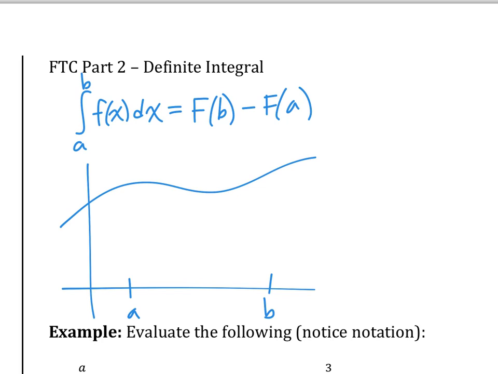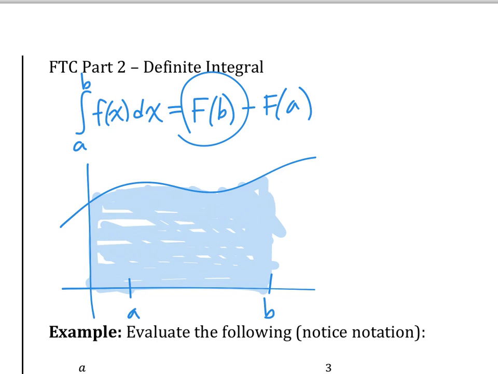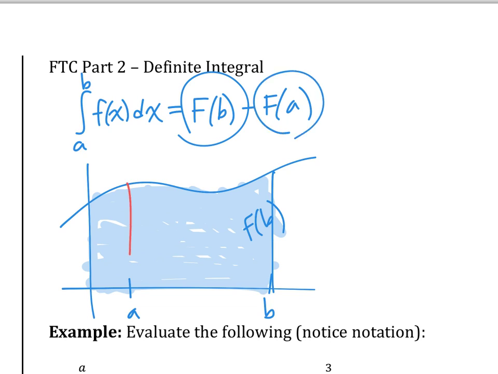Now, if you think about it, F of b is really just this area, right? From whatever constant, let's say 0, to b. It's the area underneath the curve from 0 to b, or whatever constant to b. It really doesn't matter. F of a is just the area underneath the curve from 0 to a. They have the same starting point.